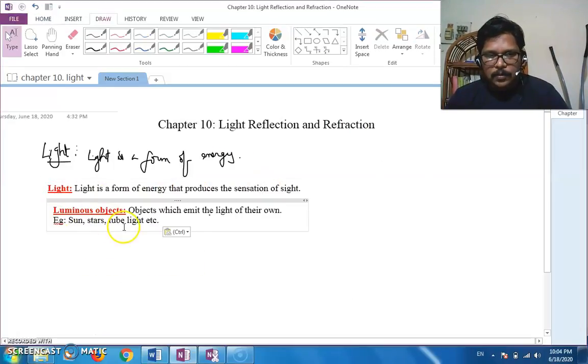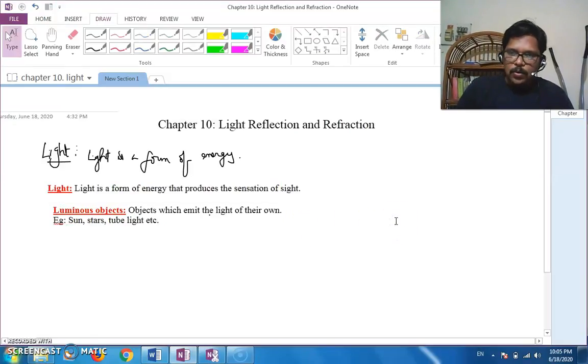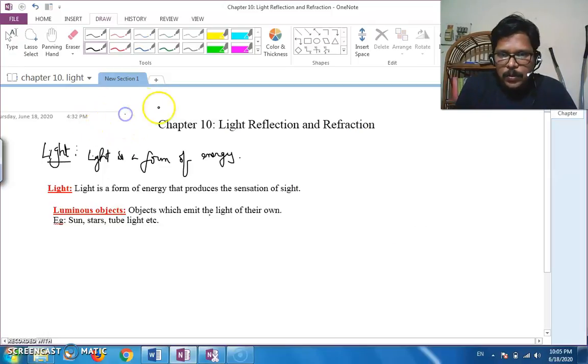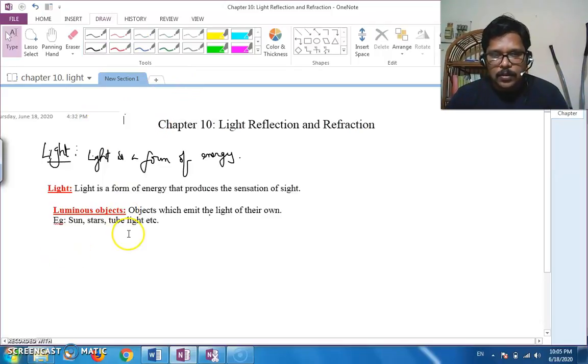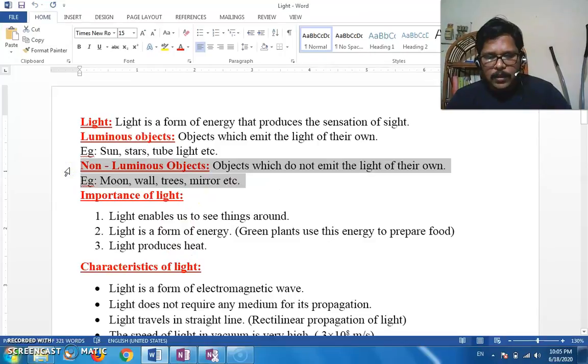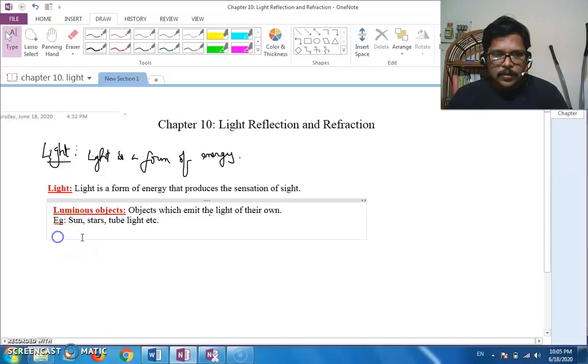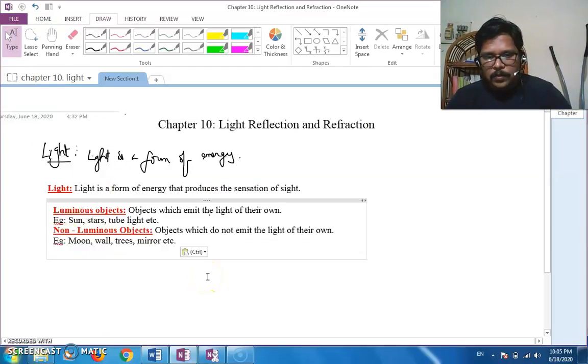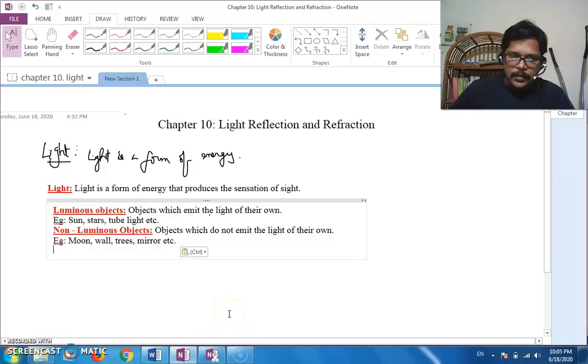So luminous objects, you all know, you have been learning about this. Luminous objects are those objects which emit light of their own, those which produce light of their own. We have some examples: the sun, stars, and the bulbs which we have on the earth are examples of luminous objects because they can produce light on their own.